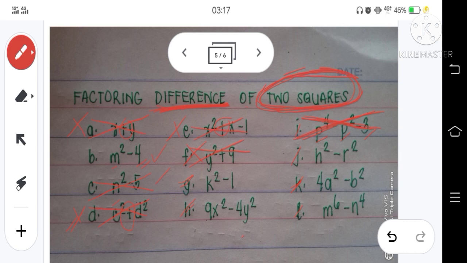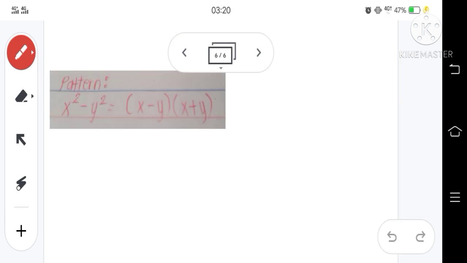Now, let us factor these polynomials. Okay, so for the pattern of factoring difference of two squares, it is the product of x minus y and x plus y. Meaning, the factored form of difference of two squares is a sum and difference of two terms.